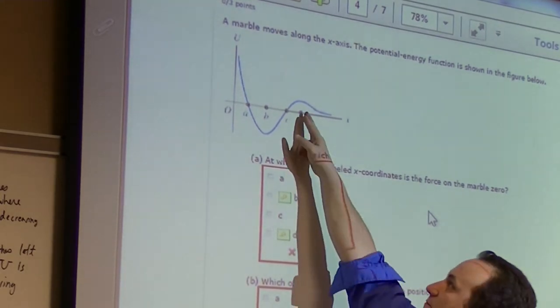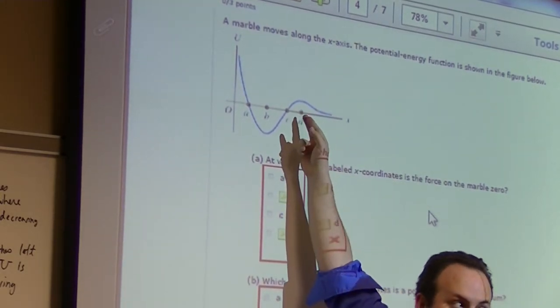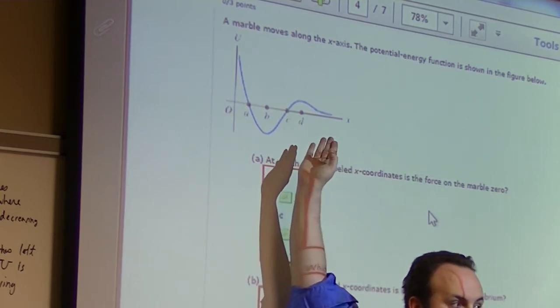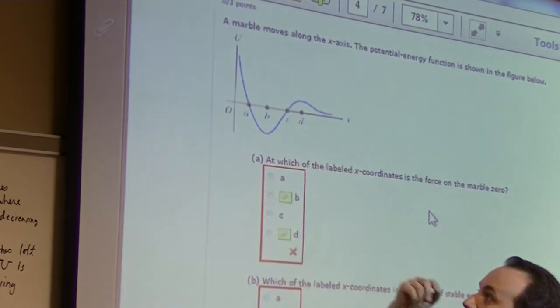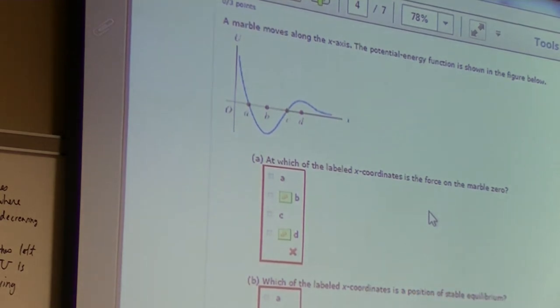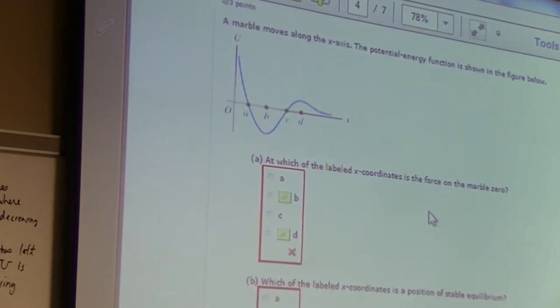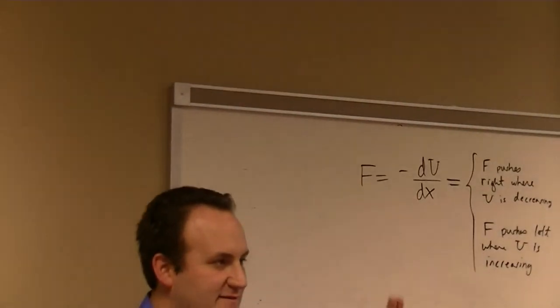In contrast, at the point D, if you're a little bit off the mountain, then the force just keeps pushing you away from the equilibrium point. So that's why D is an unstable equilibrium, whereas B is a stable equilibrium. Whatever these questions are asking, you can figure it out now. So don't look at the answers, think through it.